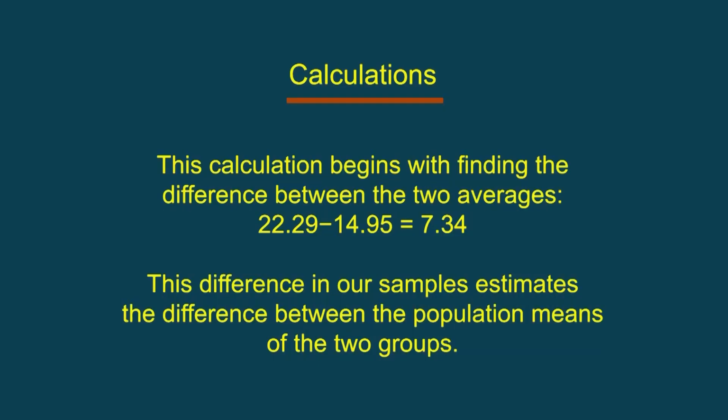The calculations begin with finding the difference between the two averages. We have already seen the two averages. Their difference comes out to be 7.34. This difference in our sample estimates the difference between the population means of the two groups. The actual difference in the means is estimated by this value 7.34.